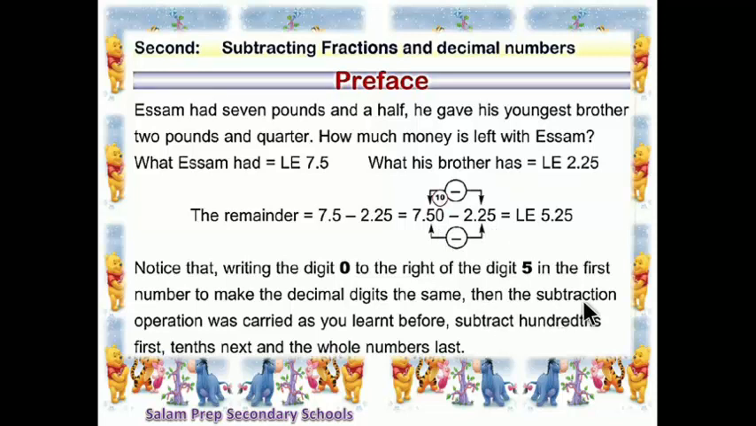Then the subtraction operation was carried out as you learned before. Subtract hundredths first. In subtraction, we begin with the digit on the right side. Begin with hundredths, okay? And then tenths. Lastly, we subtract the whole number, okay?